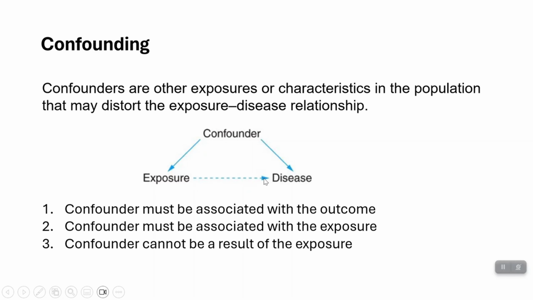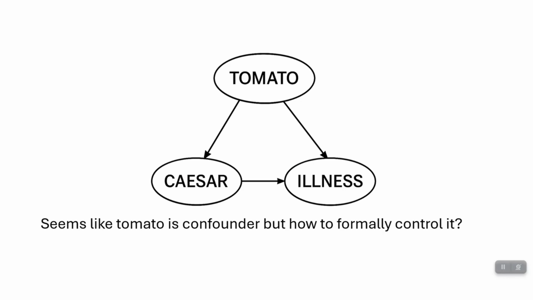Okay, so in our case here, we saw that tomato, right? We calculated the relative risk and odds ratio. Tomato is associated with Caesar, and also we found that tomato is associated with illness, and obviously tomato is not caused by Caesar. So tomato cannot be on the pathway here. Tomato is not caused by Caesar, so it's not on a causal pathway. So tomato salad might be a confounder, and we will have to control for its effect.